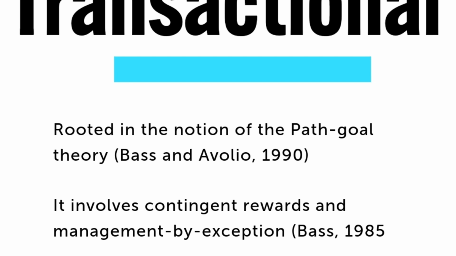The second element, management by exception, has two forms, active and passive. In the active form, the leader continuously monitors performance and corrects deviations as they happen. Imagine a customer service manager who regularly observes staff and steps in immediately when standards slip.